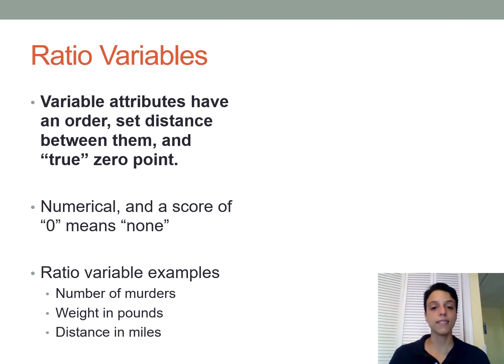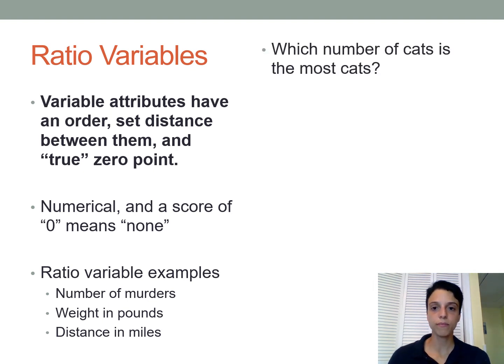Another one of these is distance in miles. So you can put the different attributes in order. There's a set distance between them because it's numerical. And there is a true 0 point. So a distance of 0 means that there is no distance. And finally, I'll go through this with one more example, which is number of cats that you own, just to really bring us full circle here.